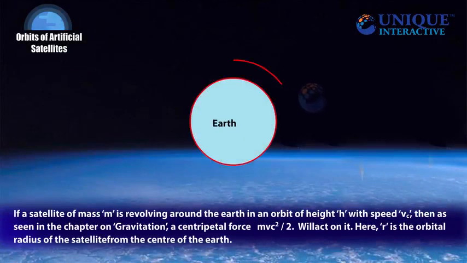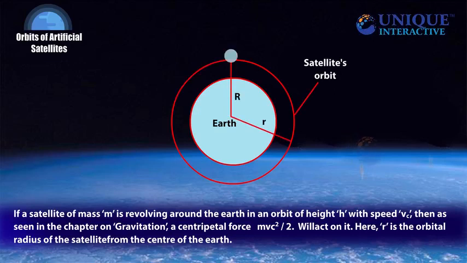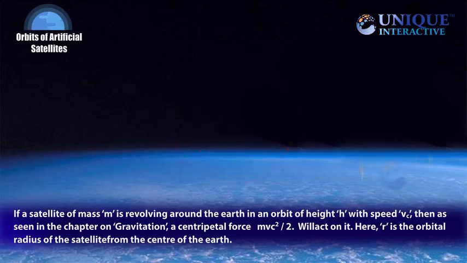If a satellite of mass m is revolving around the Earth in an orbit of height h with speed vc, a centripetal force mvc² upon r will act upon it. This centripetal force is provided by the gravity of the Earth. Therefore, centripetal force is equal to the gravitational force between the Earth and the satellite. It can be seen that the critical velocity does not depend on the mass of the satellite. As the height of the satellite's orbit from the Earth's surface increases, the critical velocity decreases.